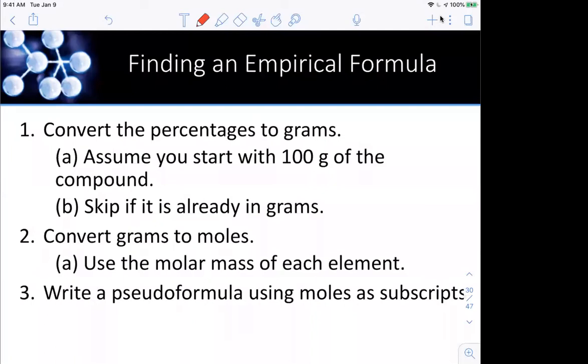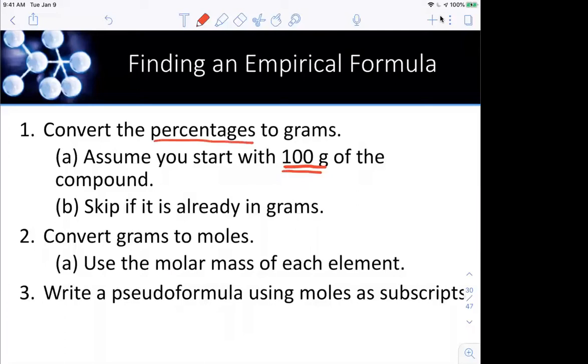Let's assume I have a percent composition, and I'm going to start with 100 grams of the compound. If I already know the grams of the different percentages in my molecule, I can skip this step. Typically, I'm going to get percent composition. I'm going to assume 100 grams, because if I do that, the percent composition is actually equal to the number of grams in 100 grams of sample.